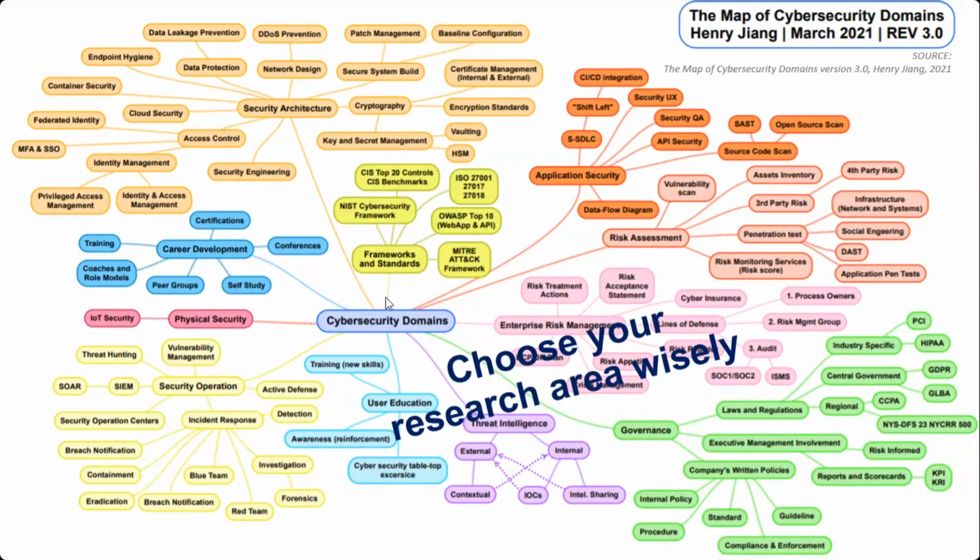You want to do, for example, vaulting in key and secret management of cryptography. So you are working under the parent branch, which is security architecture. Or maybe you want to do something on social engineering and penetration testing, it will be from here. Or you just want to look at third party vendor privacy. So it's going to be something in here.